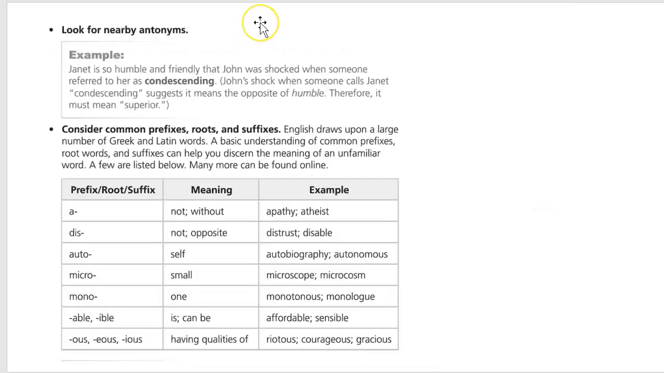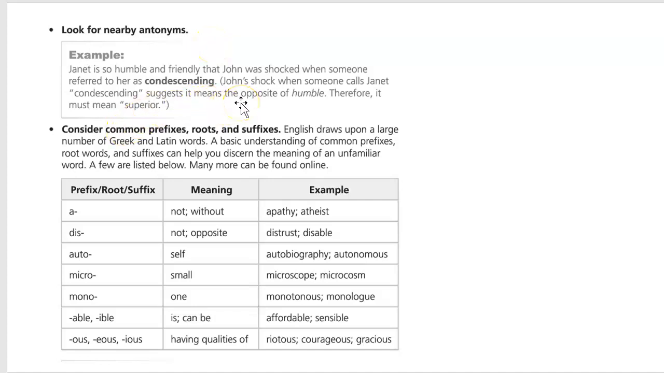In addition to looking for synonyms, sometimes it's helpful to look for nearby antonyms, depending on the context of the sentence or the paragraph. So for example, Janet is so humble and friendly that John was shocked when someone referred to her as condescending. So notice she's so humble and friendly. John is shocked that when someone calls her this, so it has to be the opposite of humble and friendly. Therefore, it probably means something like superior or acting the opposite of friendly.